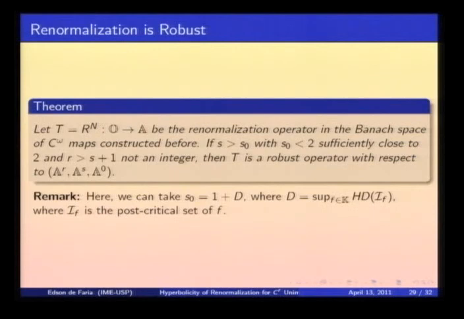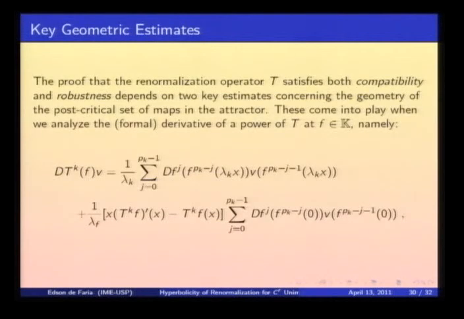So instead of dwelling on these statements, let me try to give you an idea. I overstepped my time, so if you give me just 1 minute, I can try to convey where the estimates are coming from. When you look at the formal expression for the derivative of the renormalization operator, you get this horrible formula here. F is your unimodal map where you're calculating the derivative of the renormalization operator, and V is a vector field, a perturbation of F. So here's the formal expression.